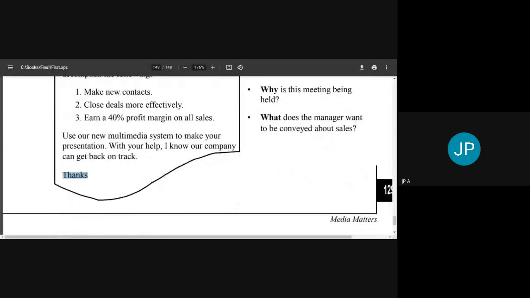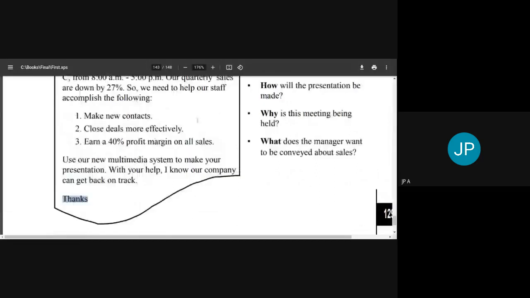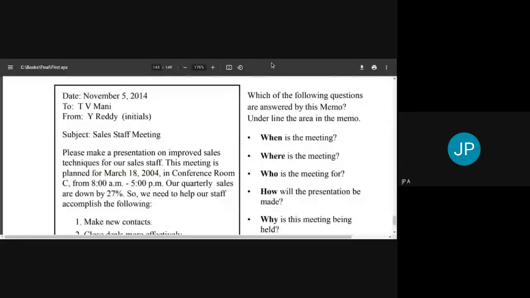Which are the 6 aspects? First one is date, the second is to, then from. That is the difference between a formal letter and a memo. Formal letters begin with from and then to, but a memo begins with to and then we have the from. Then we have the subject, that is the fourth aspect. Fifth aspect is the body of the memo, and the sixth aspect is thanks. If you remember these 6 aspects, you can easily score the 6 marks which are awarded for the question. This is almost the last question in the question paper, and this is also the last topic in the textbook.